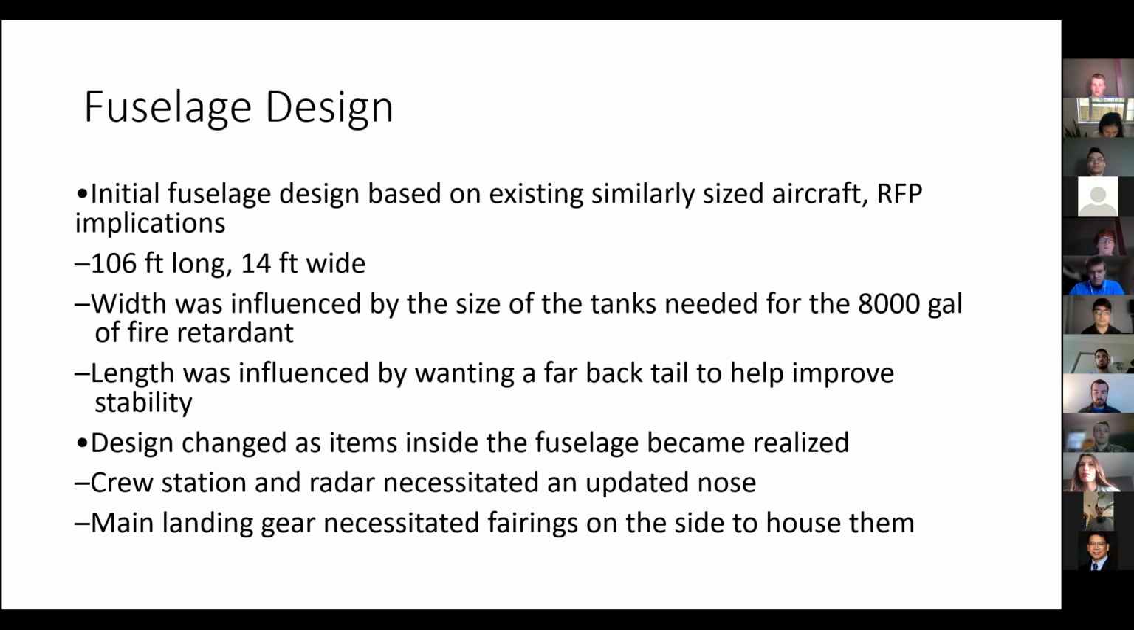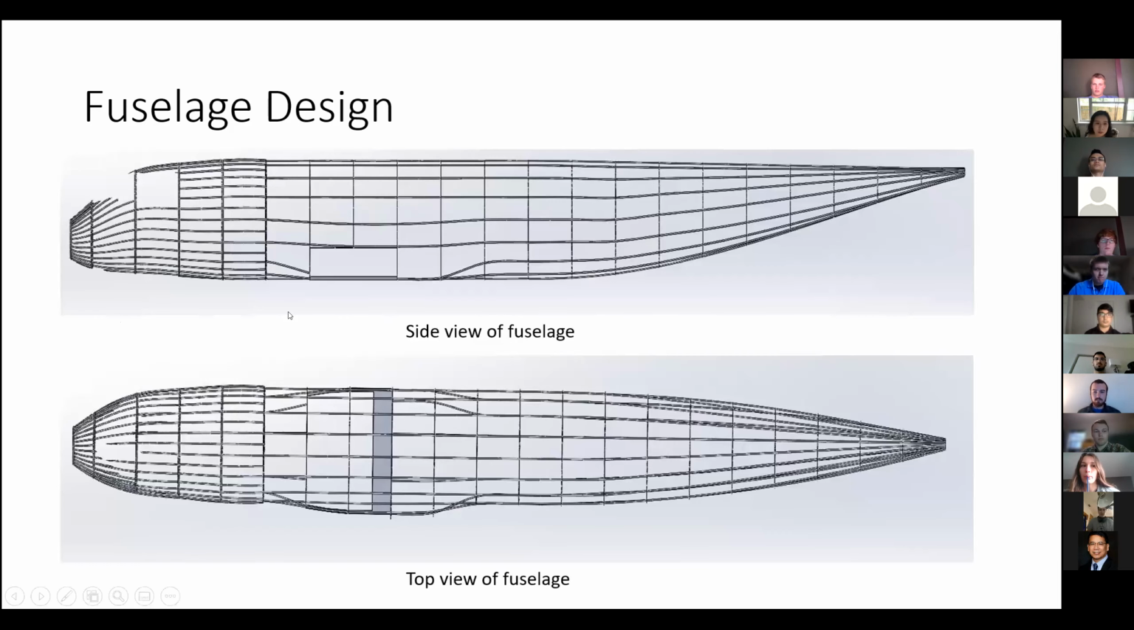So we figured out the main landing gear needed fairings on the side to house them. And then we also redesigned our initial nose to accommodate the crew station. So yeah, you can see here the fuselage. It's a pretty typical cargo aircraft.